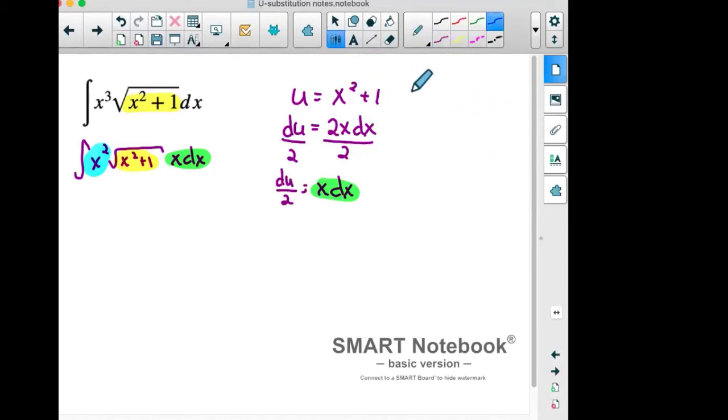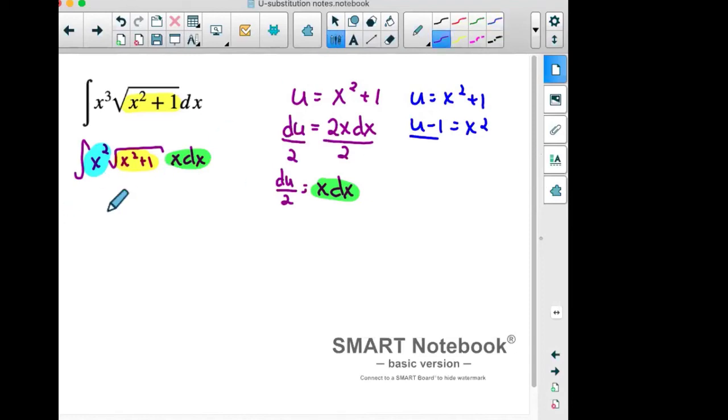You go back to this original equation where you have u is equal to x squared plus 1. And you solve this for what I'm missing. So I want to get x squared on the side by itself this time. So I'm going to subtract 1. And that gives me x squared. So now I know x squared is equal to u minus 1.